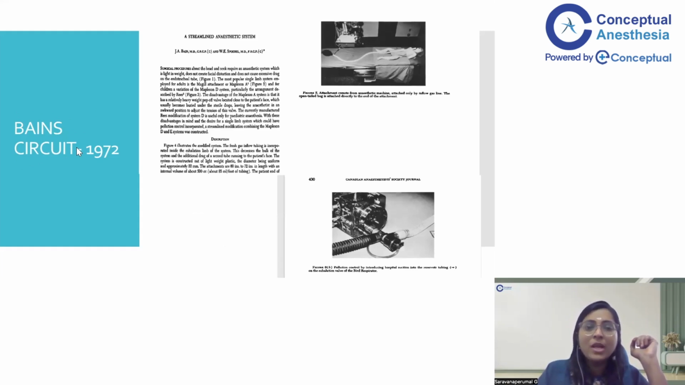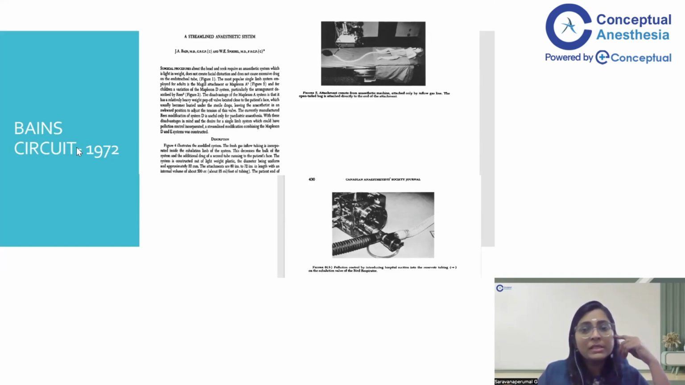Bain and Spoerel, who both devised the Bain circuit which we are using now, which is again a modification of the Mapleson D circuit. And this circuit was long enough, and this enabled the scavenging system for actively scavenging the anesthesia gases which we are using day in and day out. And as you can see in this picture, William Spoerel as well as Bain showed that scavenging also is possible through the suction system.